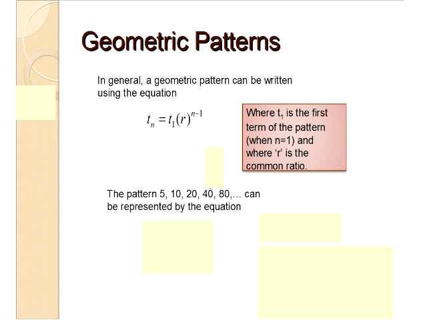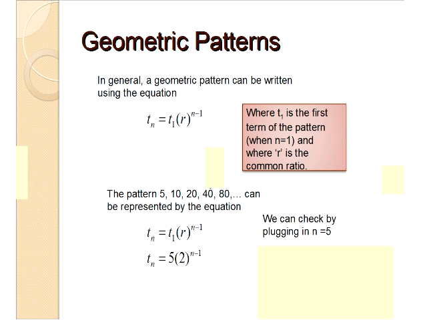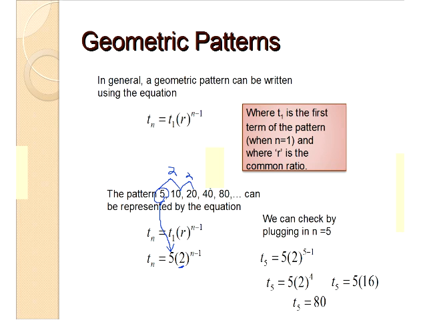So if we have this pattern, 5, 10, 20, 40, 80, what we see here is that we can represent this as the equation Tn equals T1 times R to the n minus 1, because the common ratio is a 2. So we divide these. And there's our base, and the first term is a 5. That's what we have here. And again, we can check this by plugging in n equals 5, and we get the correct answer.